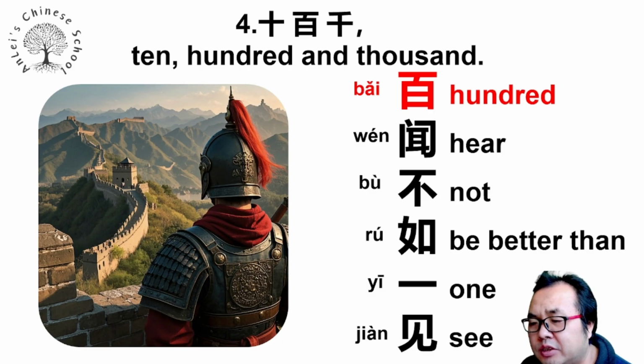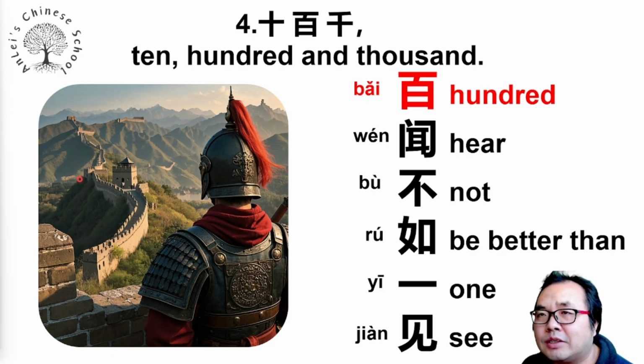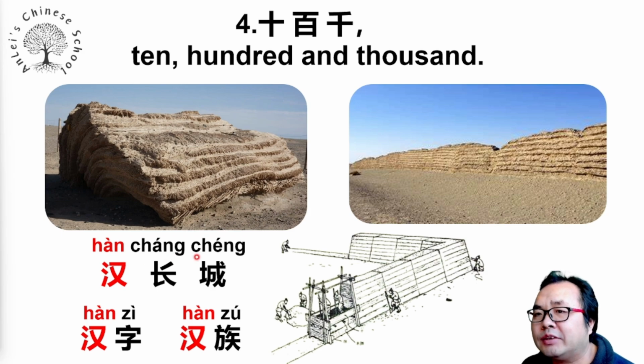The meaning of this idiom is that it's better to see something with your own eyes once than to hear it 100 times, emphasizing the importance of personal experience. On this AI-generated picture, this is the Great Wall of the Ming Dynasty, and this is the Great Wall from the Han Dynasty. The Chinese character is called Hanzi. The majority of Chinese people are of Han nationality, and I'm a Han.